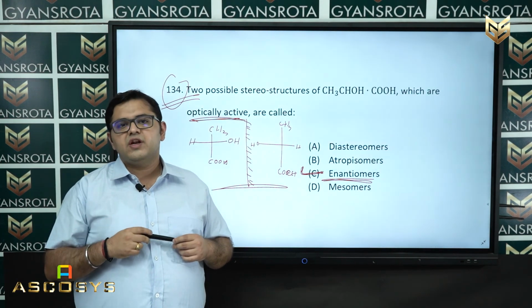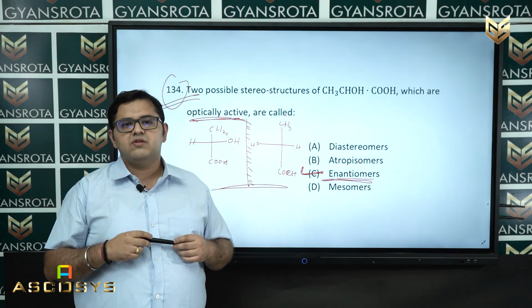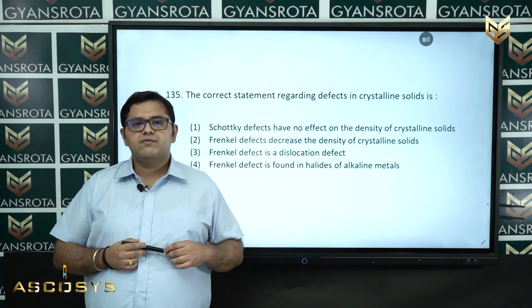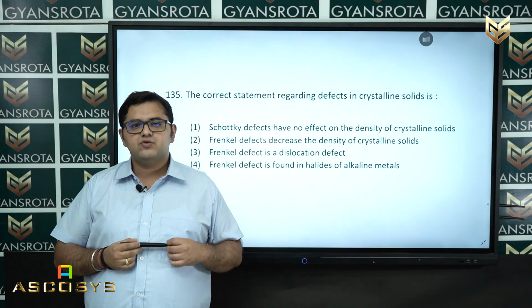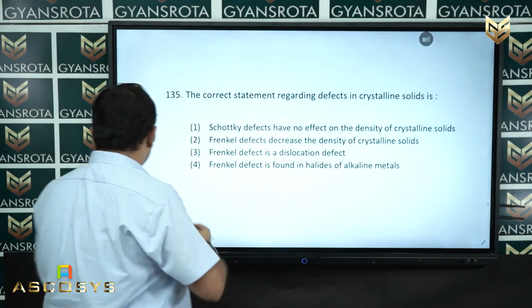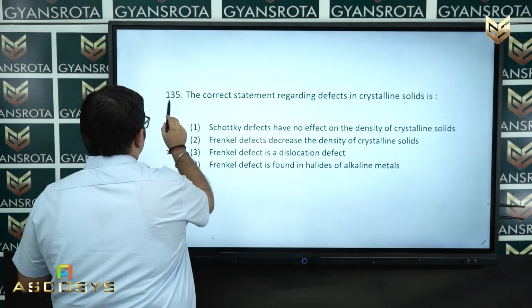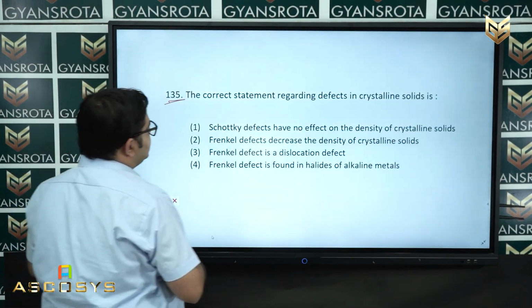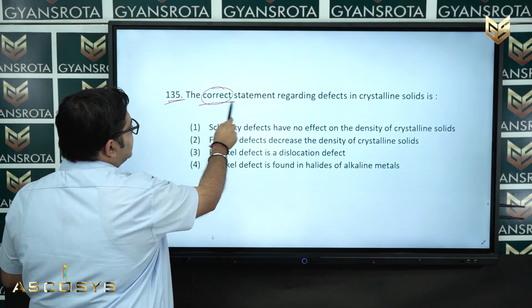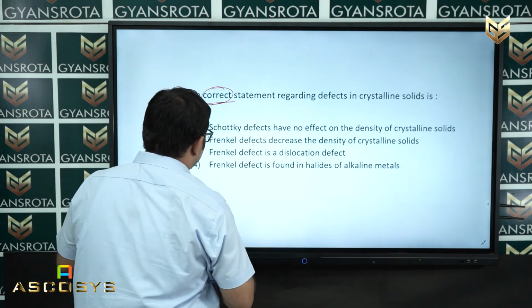So, now we are moving to the next question, that is the last question, question number 135. Question number 135 is on your screen. The correct statement regarding defects in crystalline solids is. So, this question comes from the solid state chapter of your class 12 NCERT. Now moving to the solution part. They ask about which is the correct statement regarding defects in crystalline solids.